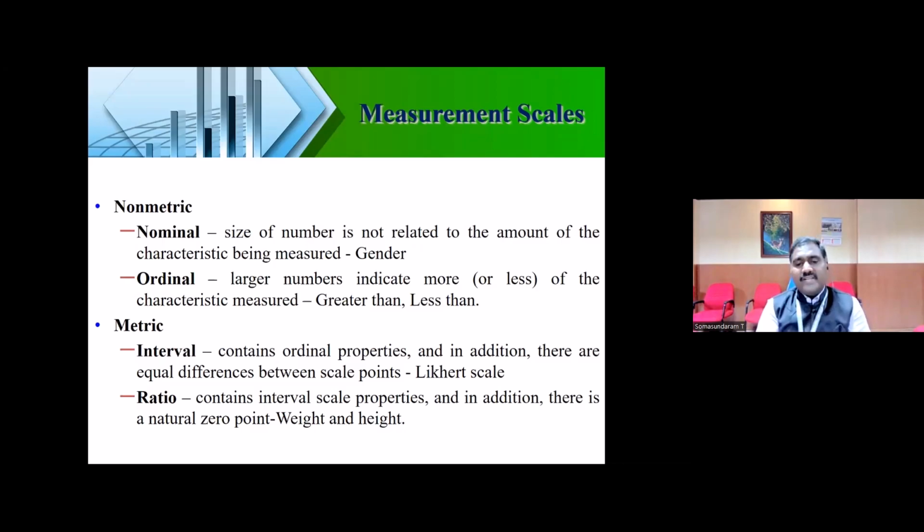Similarly, the ratio scale deals with the interval scale's properties, with a natural zero point, like 0 to 10, and then 11 to 20, having equal differences, like weight and height. Or sometimes when you are grouping the data, they may ask for groups like 0 to 10. Otherwise, sometimes they may ask an open-ended question, so they will give the data directly. So this is what non-metric and metric data are.